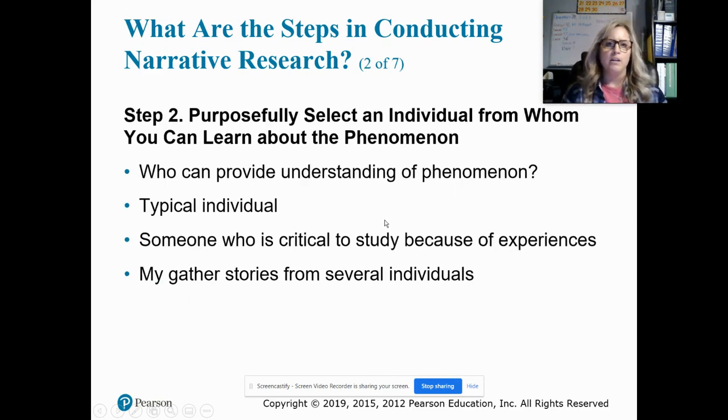Second step, you're going to select individuals from whom you can learn about the phenomenon. Because, kind of like with those ethical questions, can this person tell this story? Are they telling me the right story? Are they telling me the truth? So you want to pick an individual who you can get a true, accurate story from, so that you can do your research to the best of your ability, and figure out who that is.